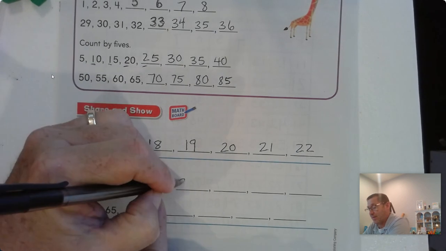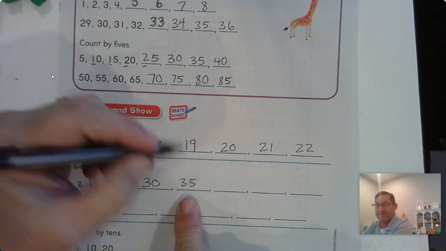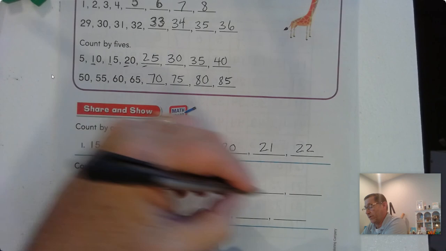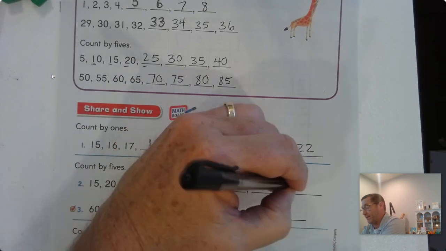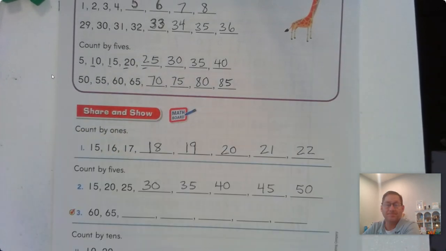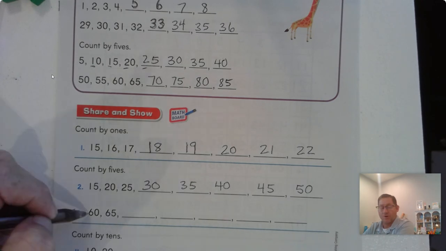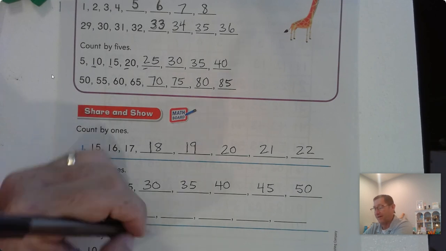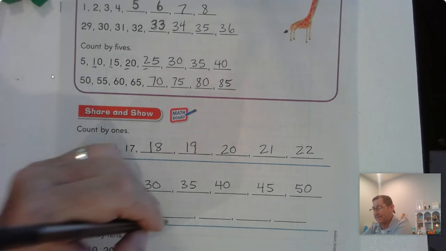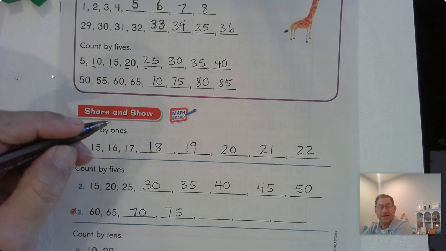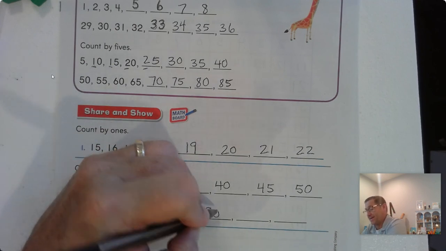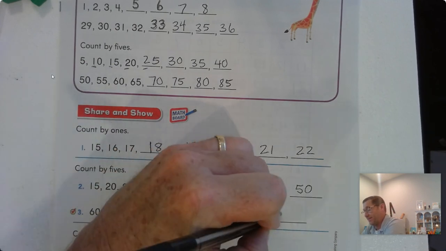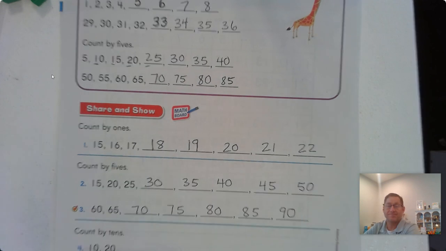30, 35, 40, 45, 50. Starting with 60, counting by fives: 60, 65, 70, 75, 80, 85, 90.